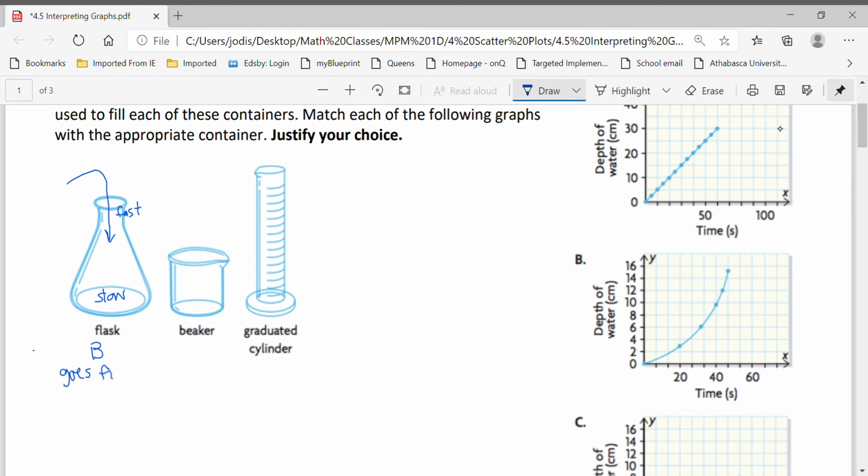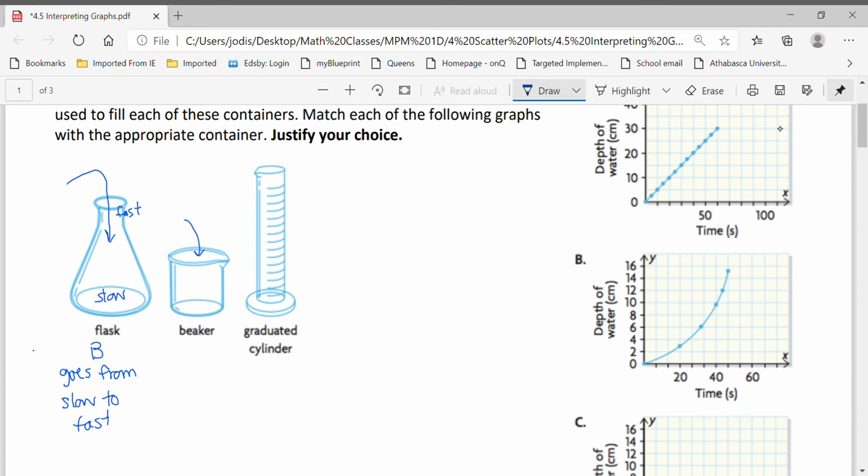This one goes from slow to fast, so increasing. Filling it up, it starts filling up really slowly, and then as we get to the top, it's filling up really quickly. So the next one, if we put water in the beaker here, is pretty wide.